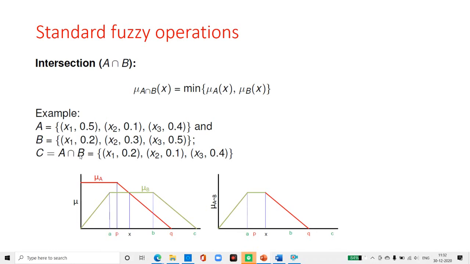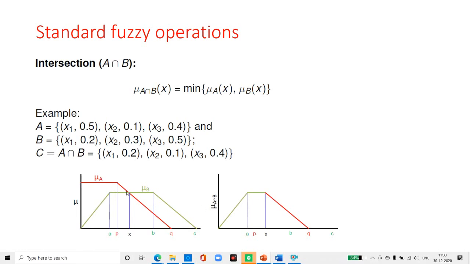And for the intersection of A and B, here we are getting the intersection points 0.2, 0.1 and 0.4. So the final intersection mu of A and B is 0, 0.2, 0, 0.1 and 0, 0.4. So this is the final diagram.